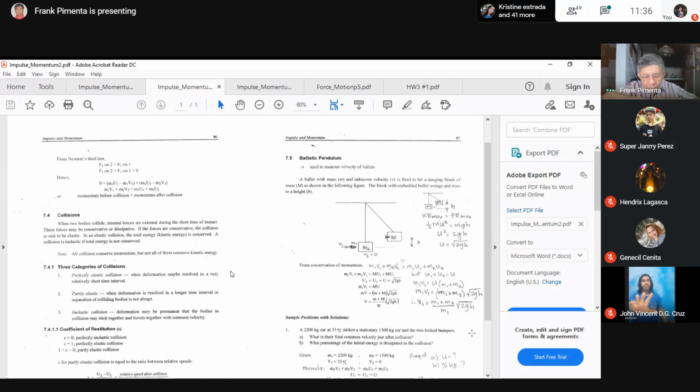Okay. That is how to solve or determine the initial velocity of the bullet here.